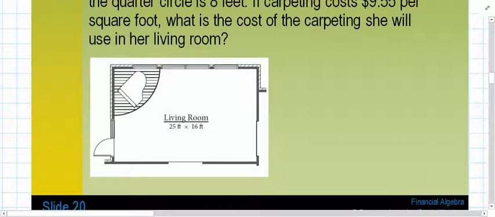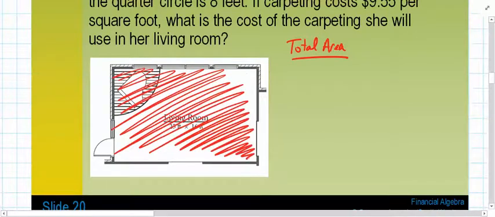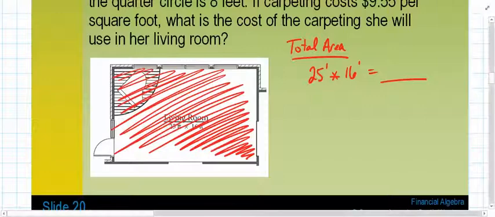Now, since we have to determine the cost of carpeting, let's go ahead and start off by finding the total area of the room. Now we're going to find this total area including this corner where the piano sits. So everything that's kind of scribbled in red here, let's find that area. And that's easy to find. 25 feet times 16 feet gives me my total area. So 25 feet times 16 feet tells me that this room is 400 square feet.